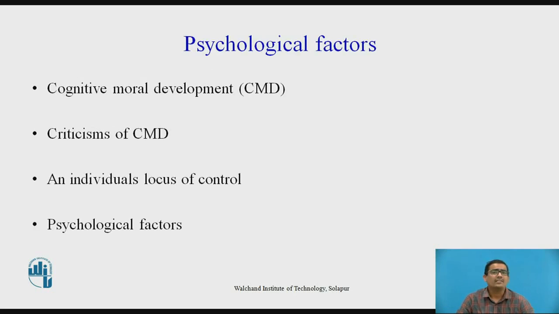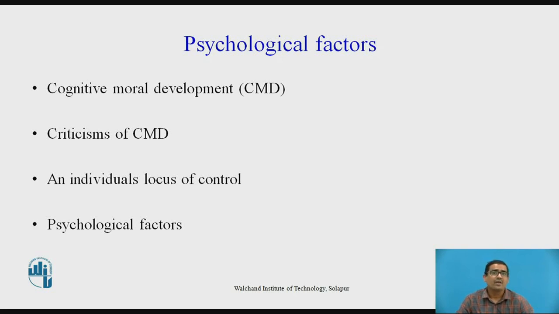process. Next, psychological factors. Cognitive moral development, that is CMD, refers to the different levels of reasoning that an individual can apply to ethical issues and problems. Criticisms of CMD include gender bias, the impact of value judgments, and invariance of stages. An individual's locus of control determines the extent to which they believe that they have control over the events in their life.